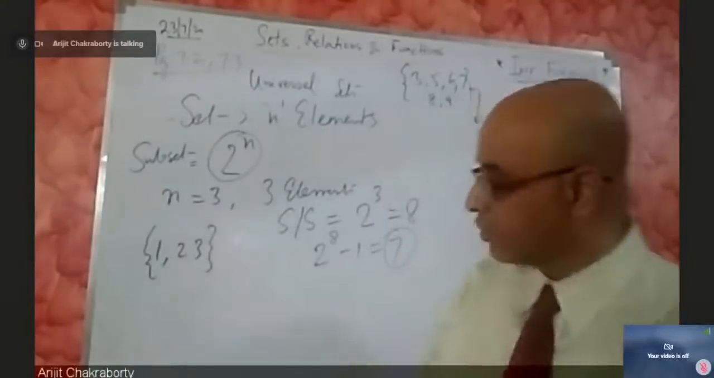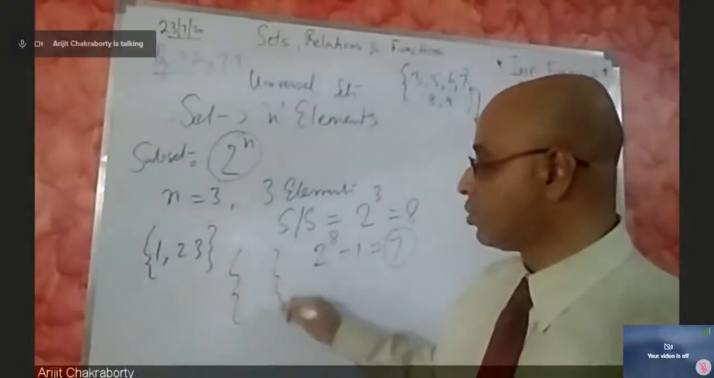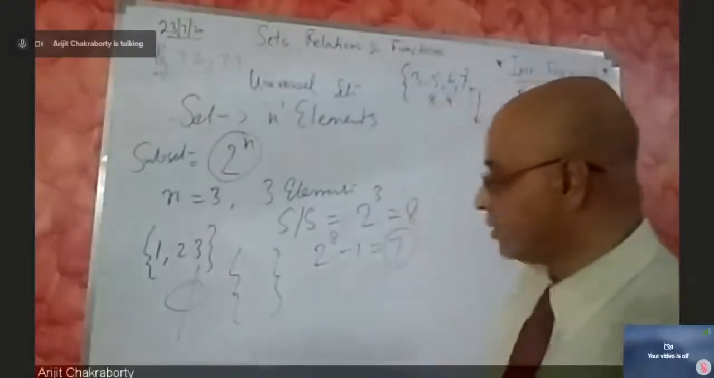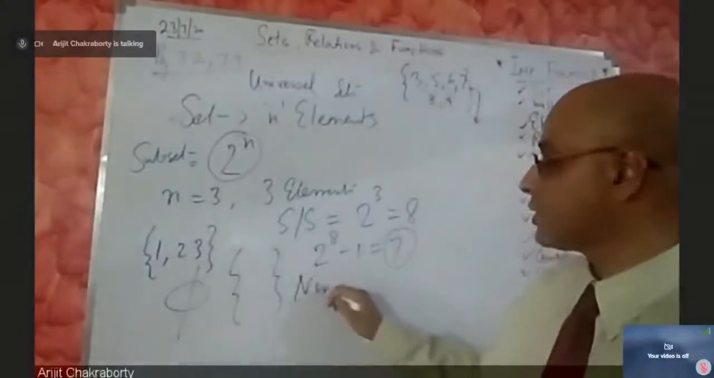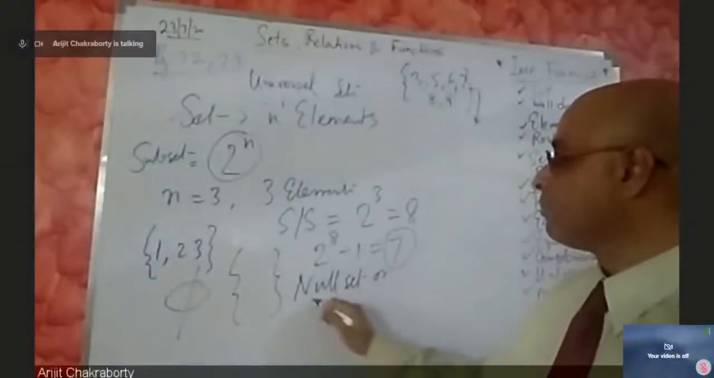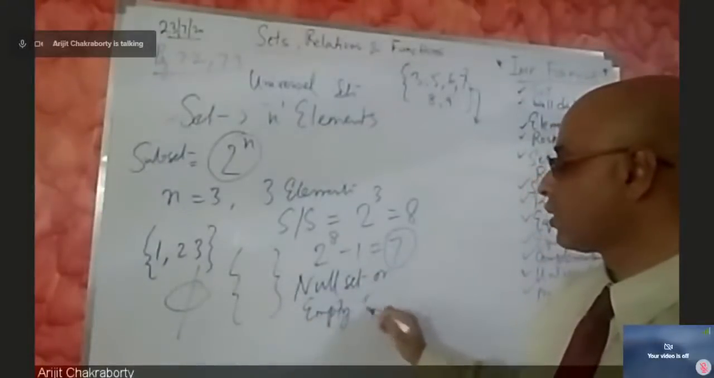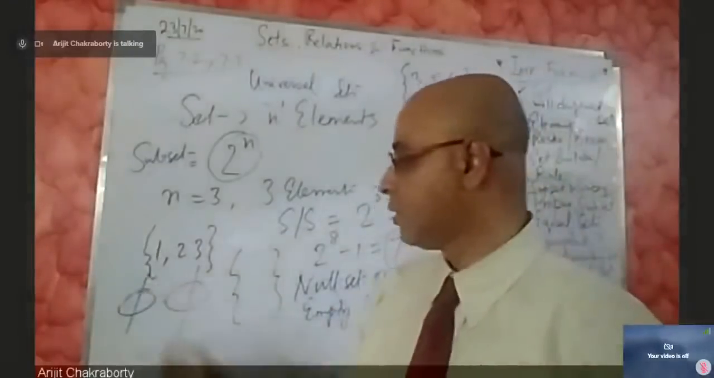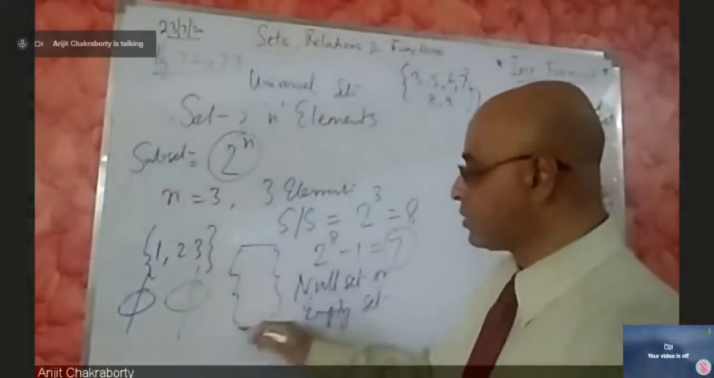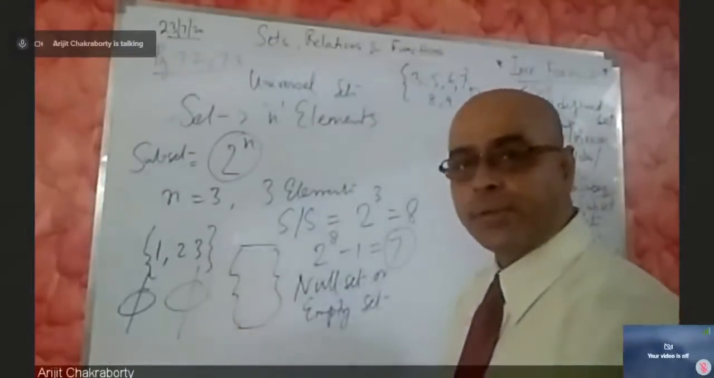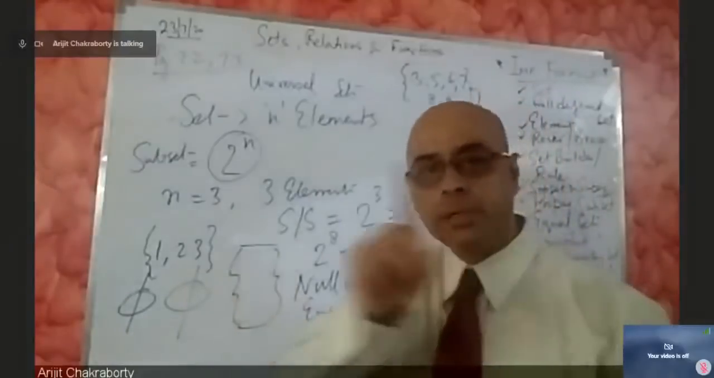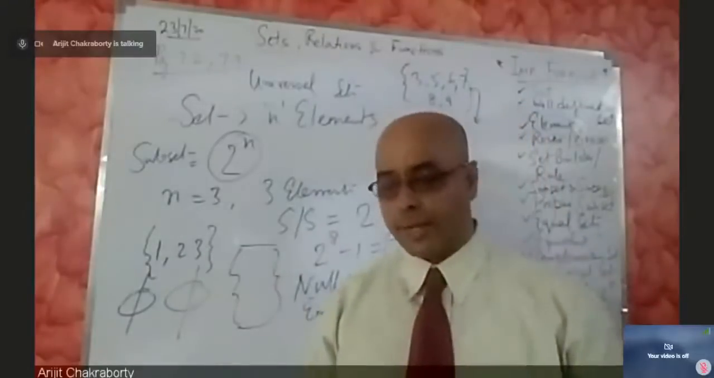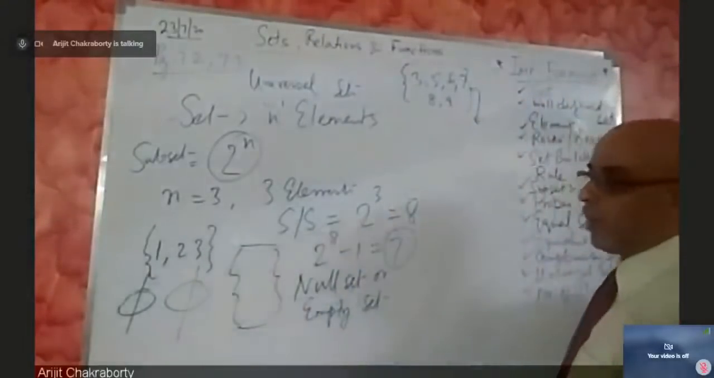Plus we have another set which is called the empty set, also shown by this, null. It is called a null set or empty set. It is shown by this, two brackets, but nothing is inside. This is called an empty set.